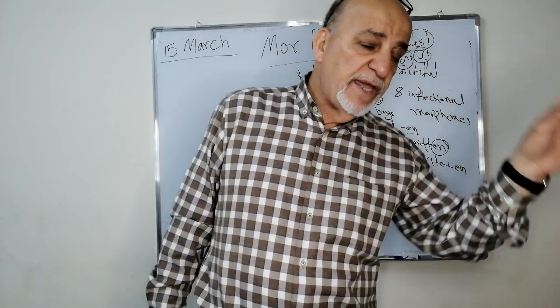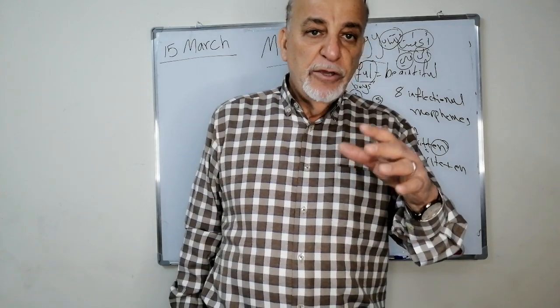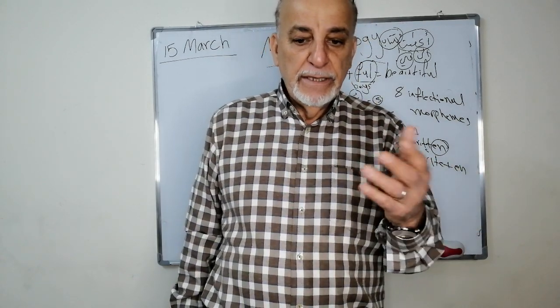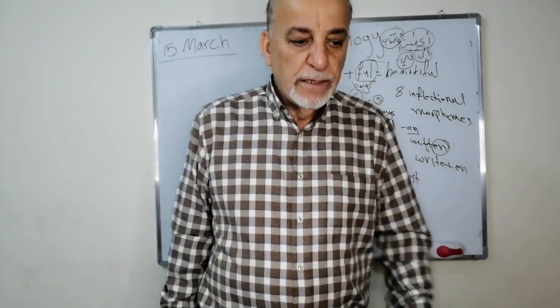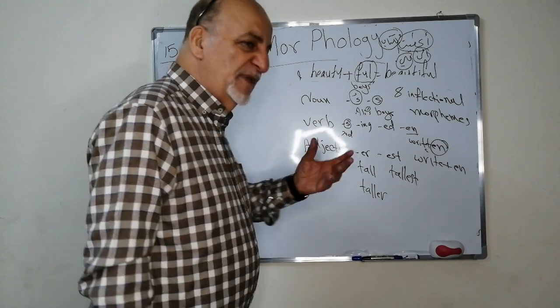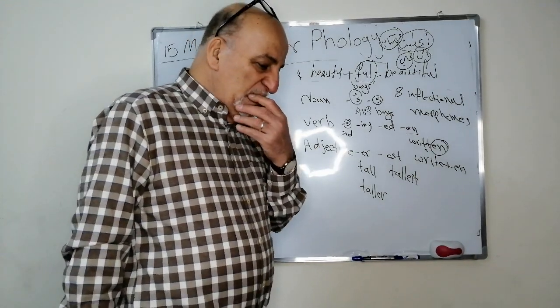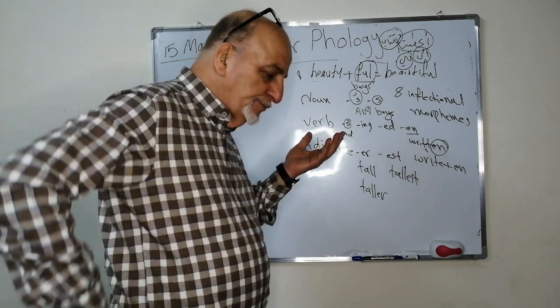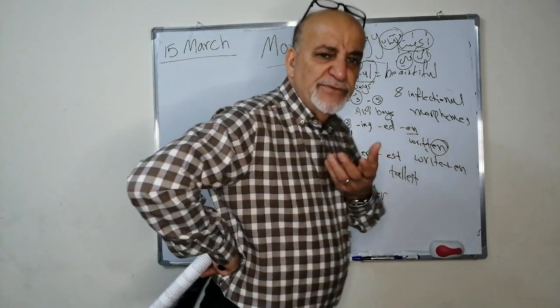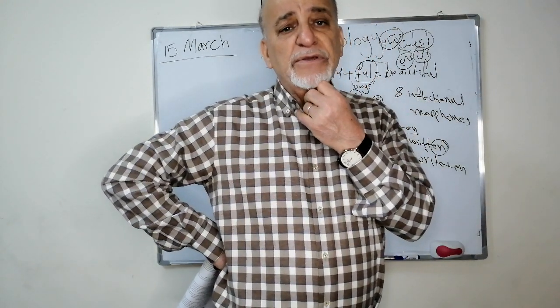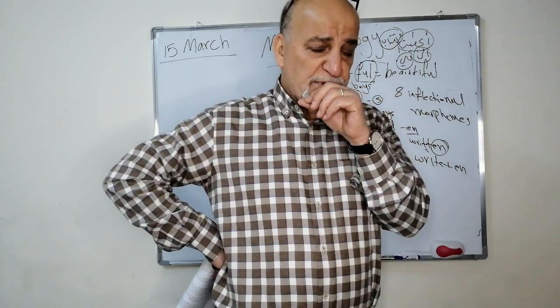Or it can be added to the end of the word, for example beauty, beautiful, wonder, wonderful, govern, government, and derive, derivation, like this. Now, here I'd like to say something concerning derivational morphemes.